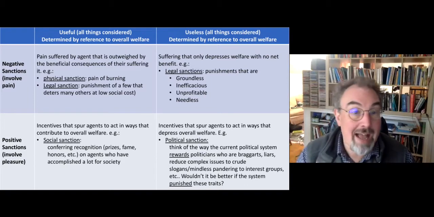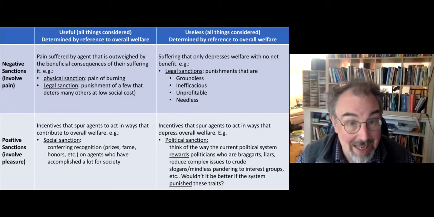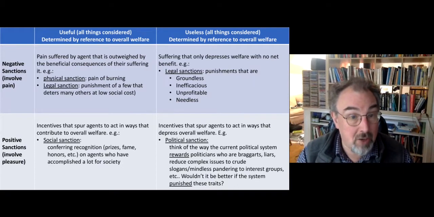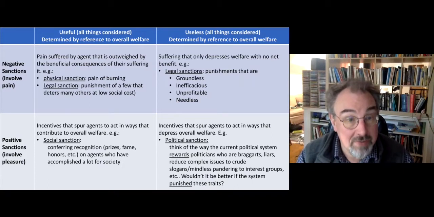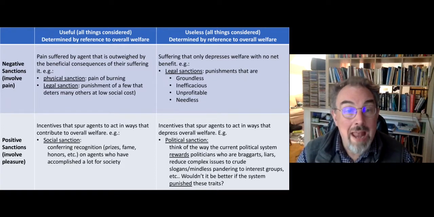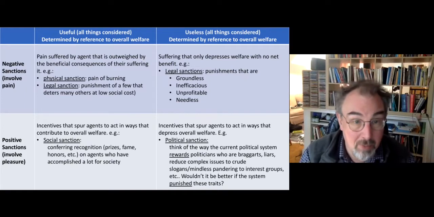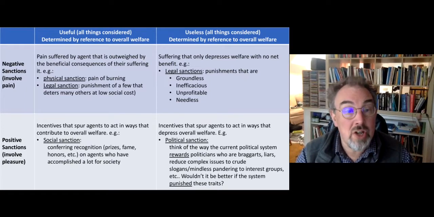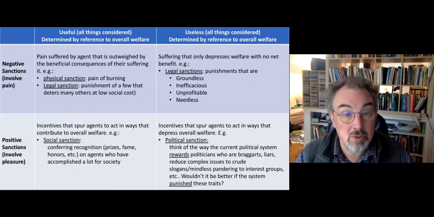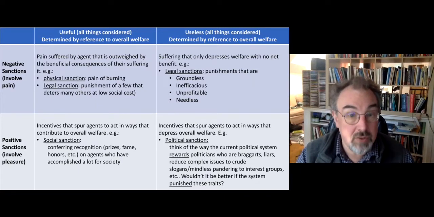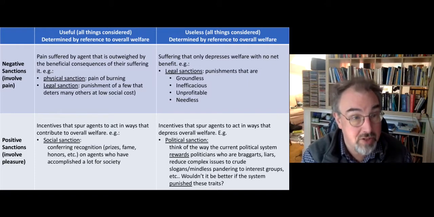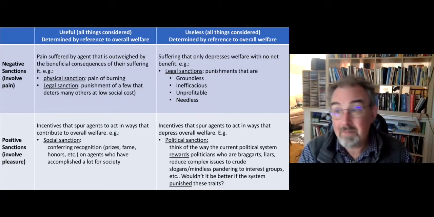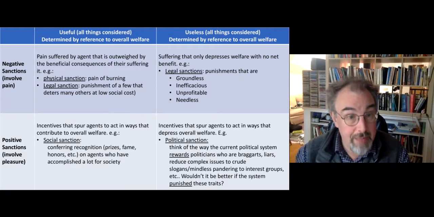And Bentham's general account of legal punishment, of legal sanctions, and when it's appropriate, goes exactly like that. He says, well, punishments are justified, negative legal sanctions are justified, when by punishing a few people in a way that will deter many, many others from behaving in similar ways at a relatively low social cost, then the principle of utility recommends that we impose those forms of pain on the few for the sake of benefits that will accrue to the many.